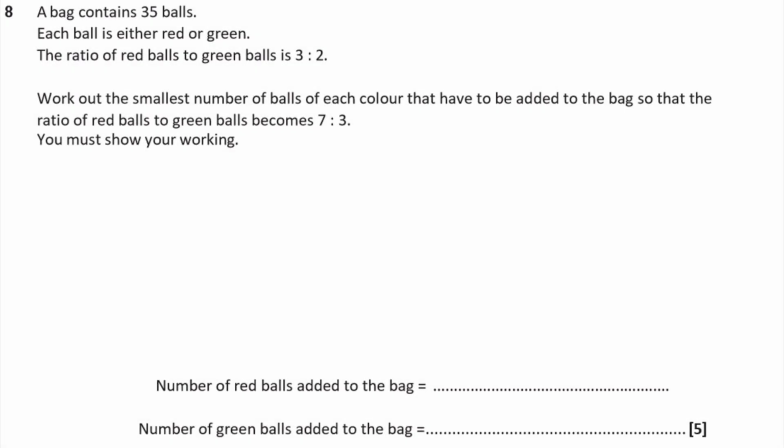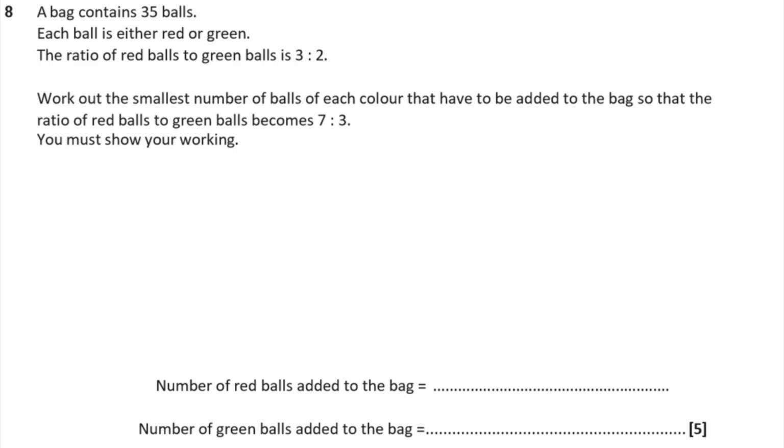Question 8. A bag contains 35 balls. Each ball is either red or green. The ratio of red balls to green balls is 3:2. Work out the smallest number of balls of each colour that have to be added to the bag so that the ratio of red balls to green balls becomes 7:3. You must show your working.